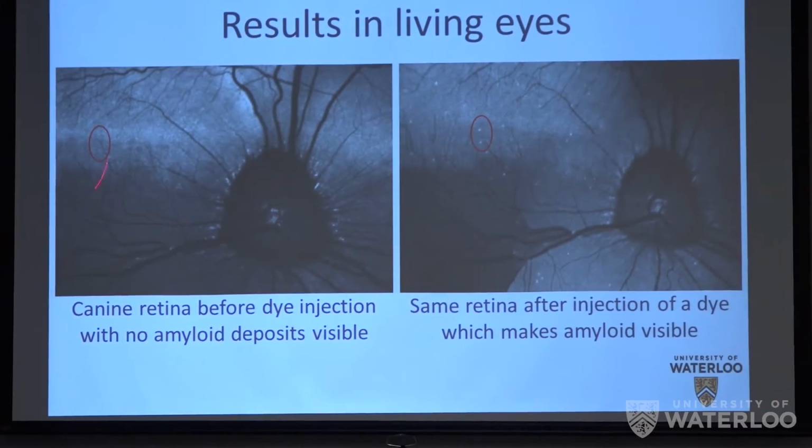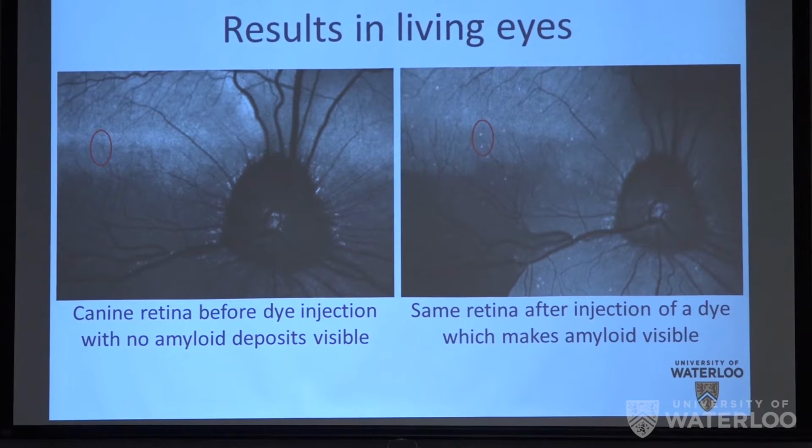And so this is a dog eye, a living dog, and under anesthesia, we then injected the dye. First of all, we took pictures of the retina in fluorescence mode. So this is a blue autofluorescence mode in the instrument, but we can look for fluorescence before we do the injection. And so in this particular area, you can see there was no evidence of a deposit.